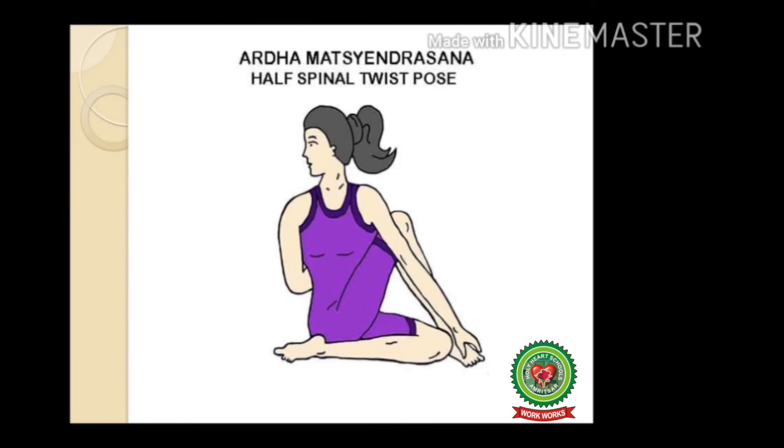In the Sanskrit language, Ardh means half, Matsya means fish, Indra means king, and Asana means pose or posture. So it is called Ardha Matsyendrasana or half spinal twist pose. Basically, it is stretching of entire spinal cord, effective in strengthening the spine and bringing flexibility.